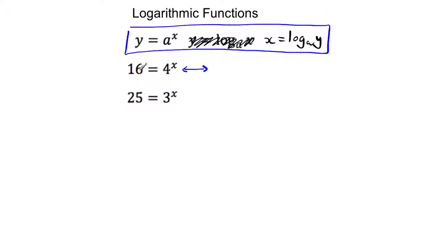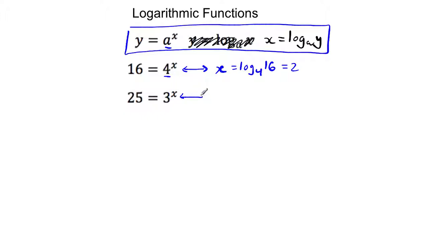So for example, we could do 16 is equal to 4 to the x power. Isolate the exponent: x is equal to log base 4 of 16. Notice the base of the log is the same as the base of the exponent. That's on purpose. It's going to be the same value. So the exponent x is equal to log base 4 of 16, and we can evaluate this to be 2.